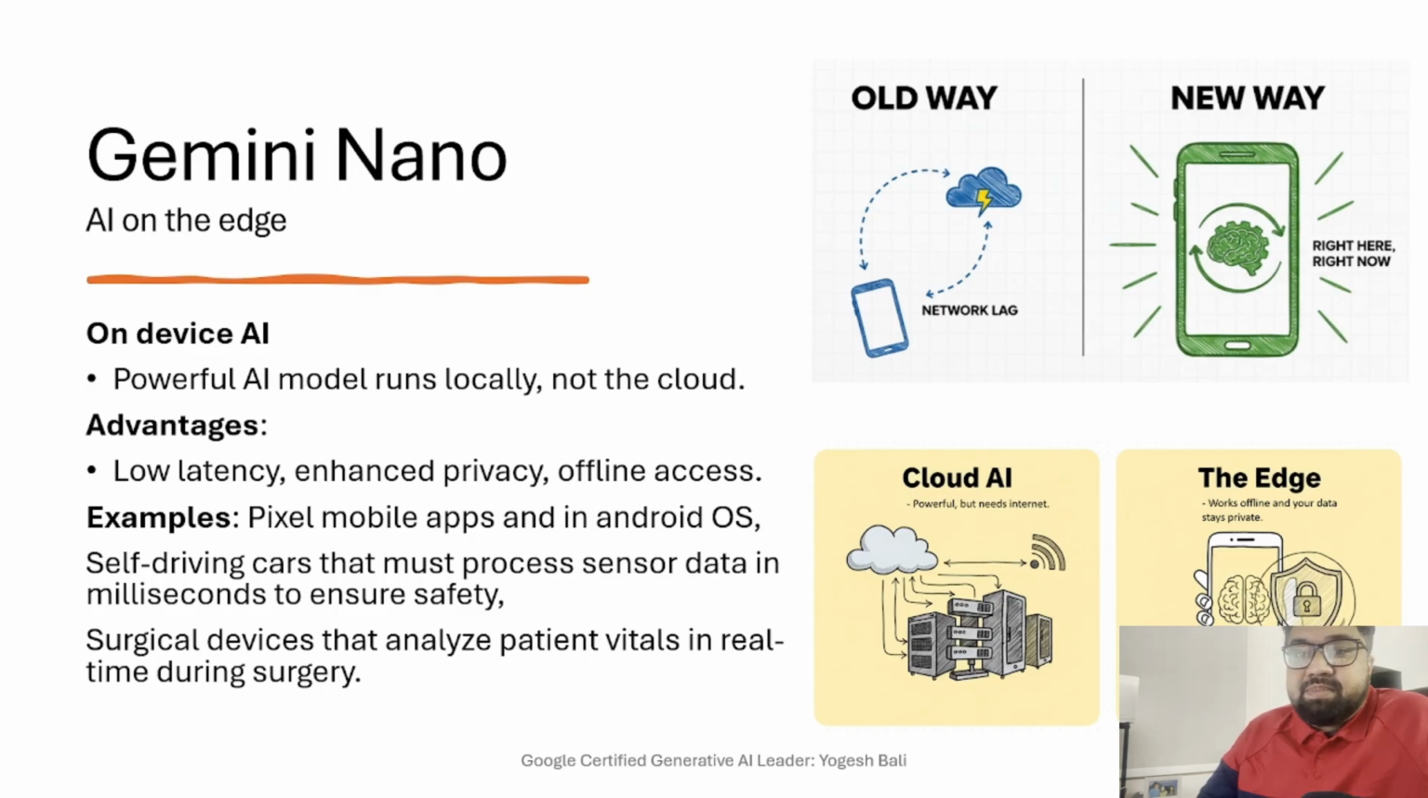Examples of this are Pixel mobile apps. There are many mobile apps in Pixel phones which are using Gemini Nano, and also in the Android operating system we are using AI on the edge. A few examples can be self-driving cars that must process sensor data in milliseconds. So here I will use Gemini Nano or AI on the edge, or edge AI you can say. Surgical devices that analyze patient vitals in real time during surgery. Here also I will use edge AI because I cannot use cloud-based solutions which can have latency.